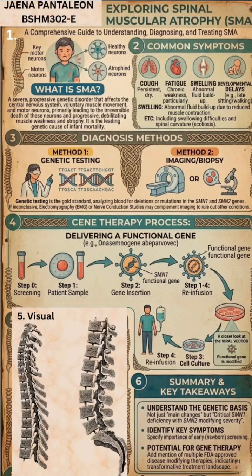Okay? If those results are unclear, specialists may move to method 2, which involves imaging, biopsies, or electromyography, what we call the EMG, to rule out other neurological conditions.